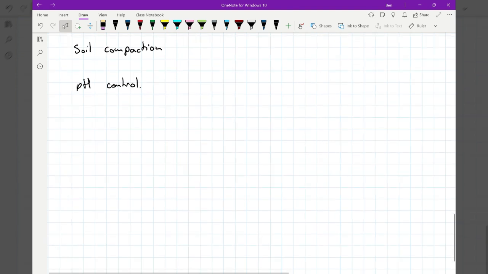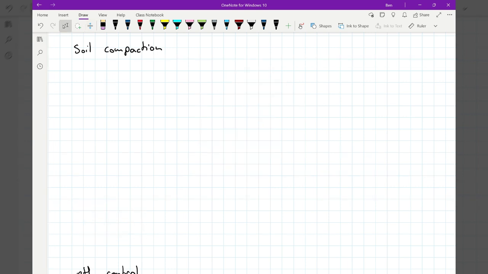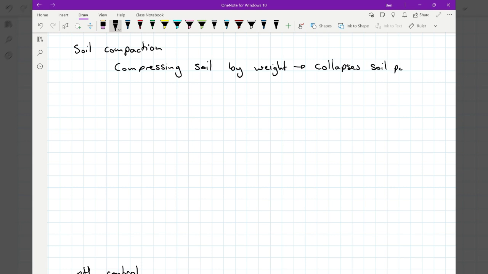Our next one then is soil compaction. Now this is never intentional. So soil compaction is where we are compressing the soil by weight being applied to it, and this collapses soil pore space. So what sort of weights might we have? Well, typically things like tractors are not particularly light, and if one of those drives over your foot, that's going to hurt. And the soil agrees. If it has tractors going over it, that compacts the soil, which is why you see some tractors with really wide wheels to try and spread the load.